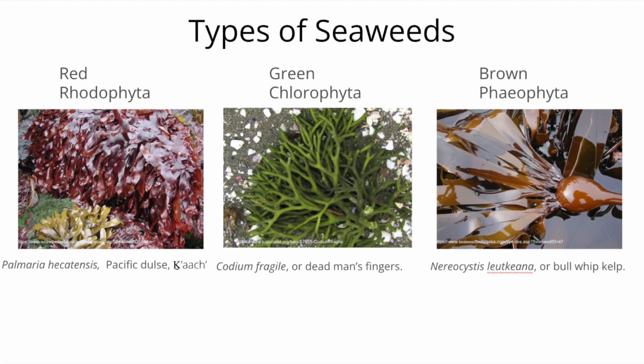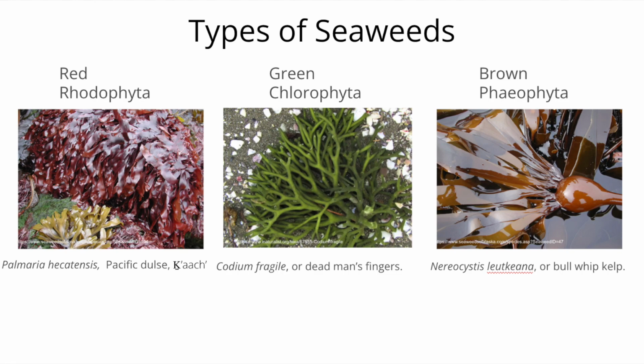There are 3 main types of seaweeds. In that video, we saw a lot of browns, but there's 2 other kinds. Red, or rhodophyta, green, or chlorophyta, and brown, or phaeophyta.